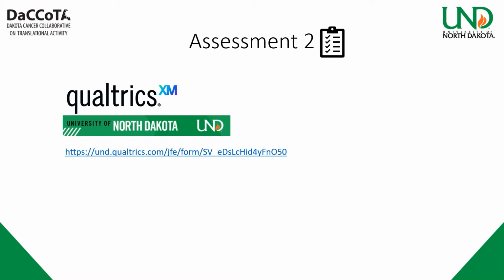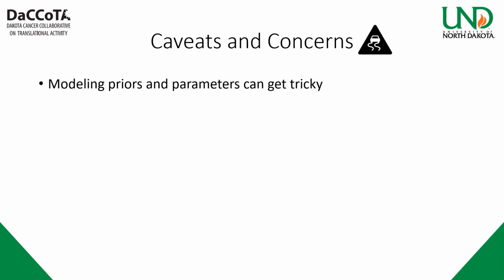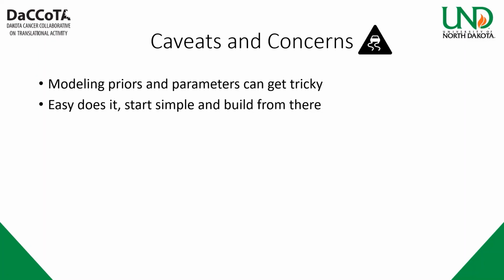So let's make sure we've got all our ducks in a row with some caveats and concerns. As you can see here, and we breezed through a few of the examples, modeling priors and parameters can get tricky. So make sure you ease into it. Start simple. Maybe start with a simpler model and build from there. For example, with the Poisson regression, we ended up doing both numeric and categorical, but we started with the simpler regression before building onto it later. So that's a good rule to try.